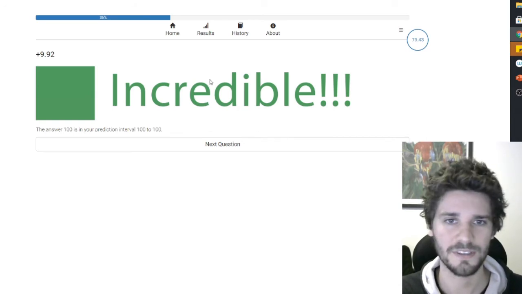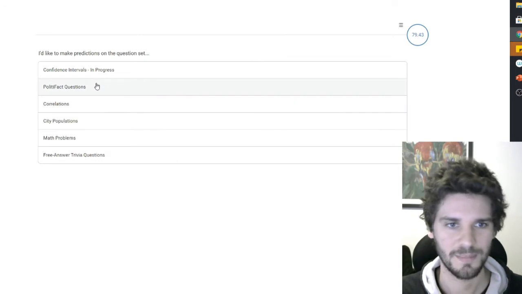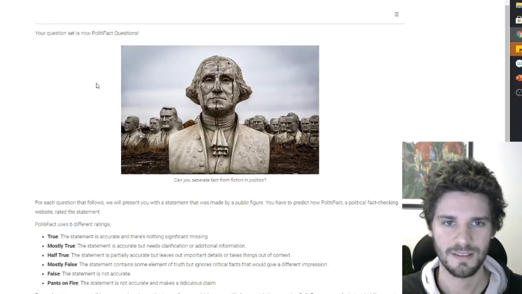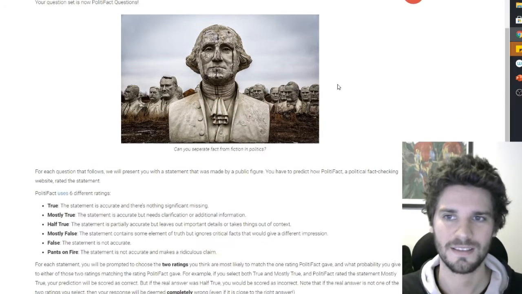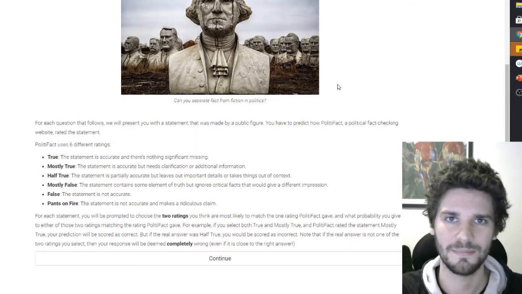Okay, that was confidence intervals. Let's go on to the next one. PolitiFact questions. Basic idea here is PolitiFact is a fact-checking organization. So you get given a bunch of statements by American politicians and you're asked to guess how true they are.